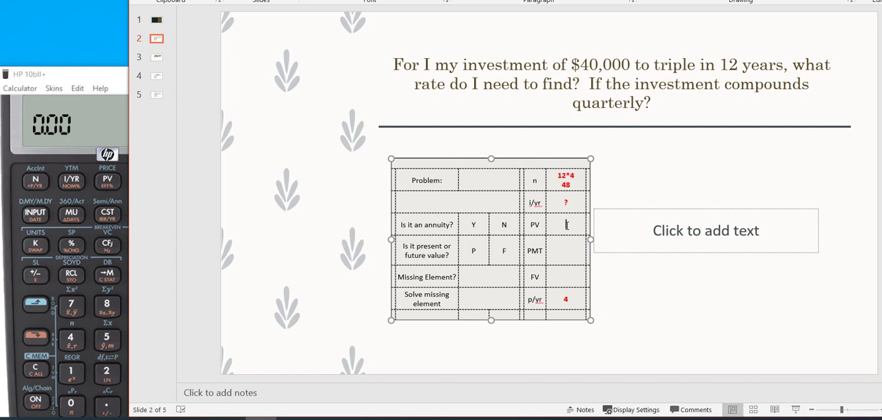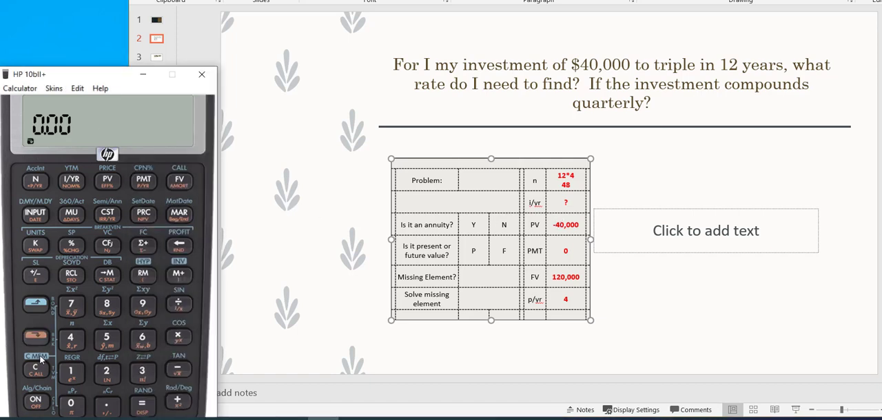What is my present value in this case? That's 40,000. The other information I have is I want it to triple. So tripling 40,000, that's 3 times 40, which is 120,000. And I'm not adding to it, so this is 0. But I have a present value and a future value. I need to make present value negative for this to work. Just like we talked about on a previous one, anytime you have present value and future value, make present value negative.